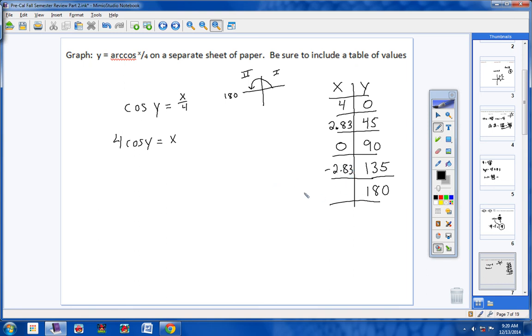And then we'll put 180 in for cosine. Cosine of 180 is negative 1. Negative 1 times 4 is negative 4. So hopefully we got a pretty good view of this graph, okay? Let's come over here and draw our coordinate plane.